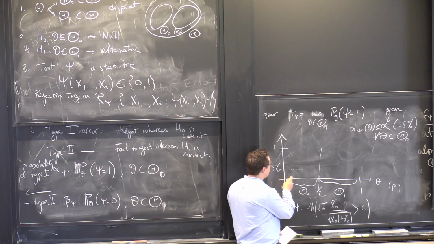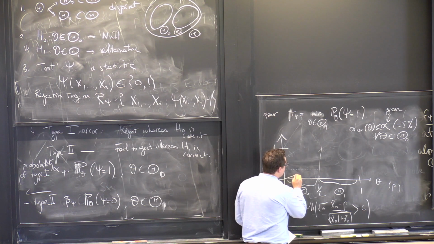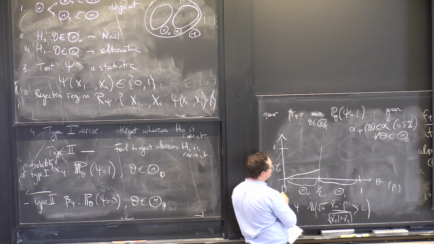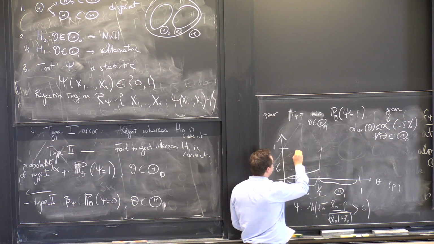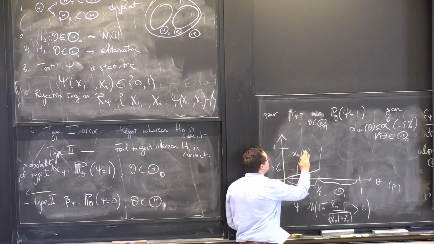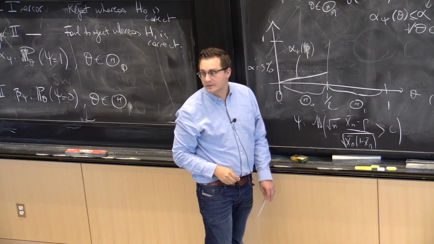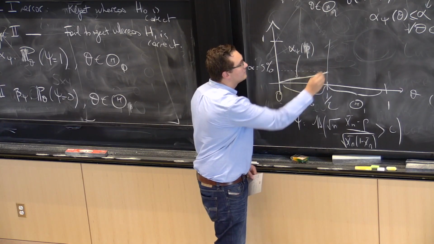And so here I'm actually starting at 0. So now this is the function here that increases. I mean, it should increase smoothly. This function here is alpha psi of theta, or alpha psi of p, let's say, because we're talking about p. OK, then it reaches alpha here.